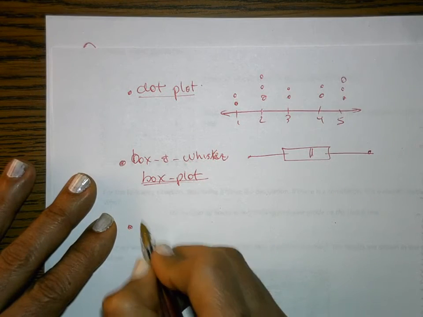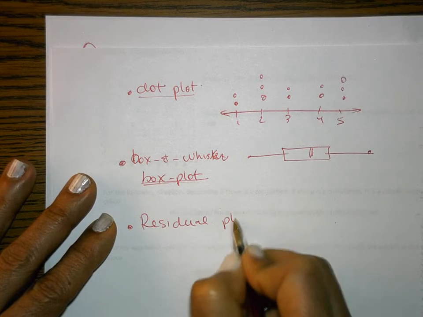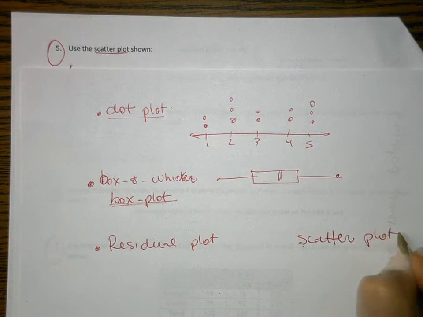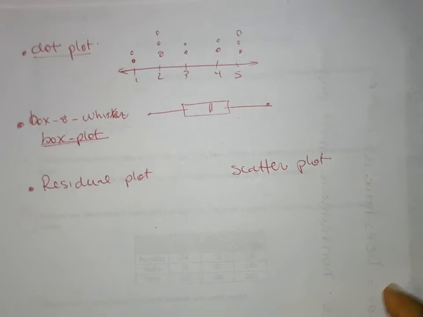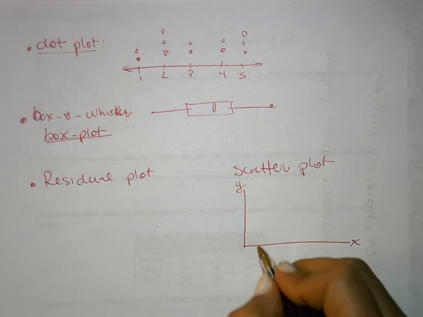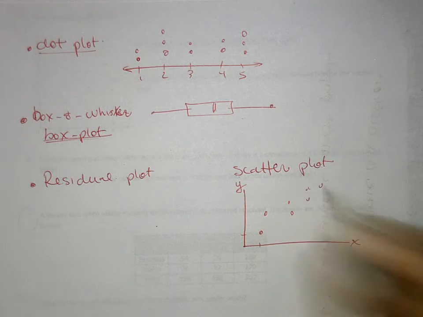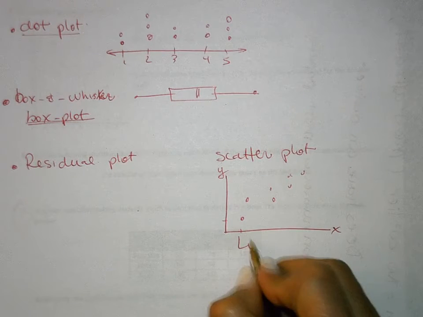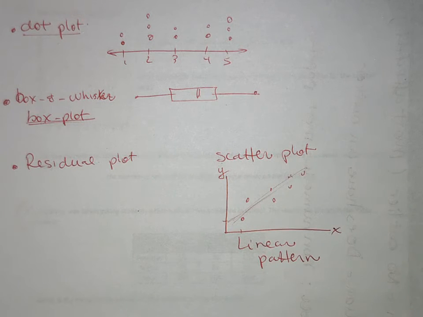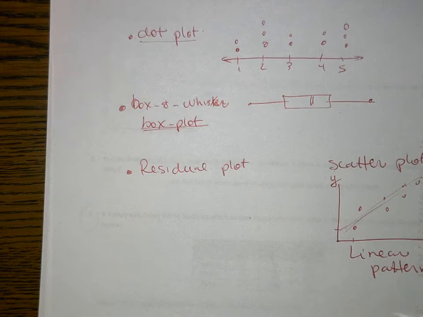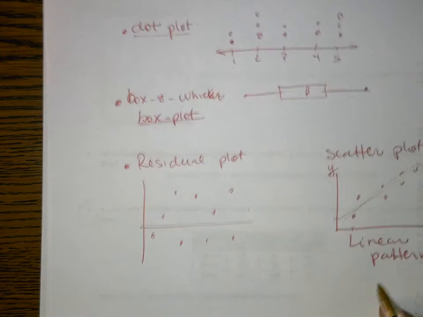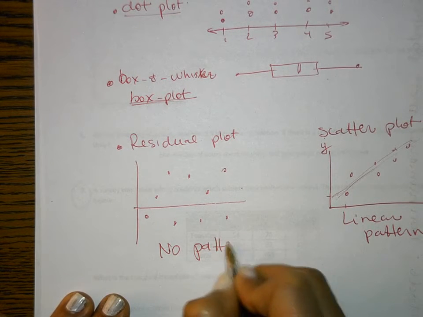Now be careful with the residual plot versus the scatter plot. Those are two different ones. A scatter plot is just a bunch of values, x's and y's, and we are trying to match them, and we put those values around. This is a scatter plot. In a scatter plot, we want a linear pattern. That's what you need to remember. In a scatter plot, I'm trying to find a linear pattern so I can draw a line between those dots. In the residual plot, you usually have numbers all scattered around, and that's exactly what we want. We want no pattern in a residual plot.